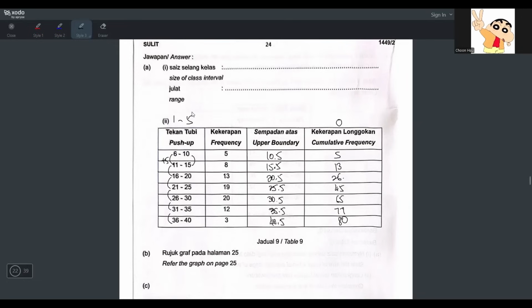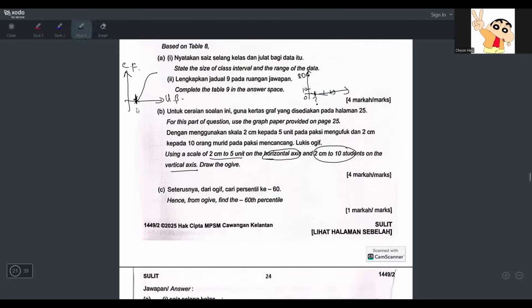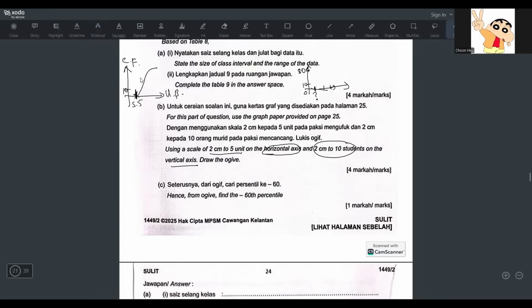And since this is the class that I added myself, the frequency would be 0. And the upper boundary will be 5 and 6, plus together divide by 2, so 5.5. And the cumulative will be 0, because this is the class that I added myself. And now we already know what we have to write here. It's 5.5. And we also know the scale for the y-axis. So now everything is good already. Now we can go to the graph and draw the axis.